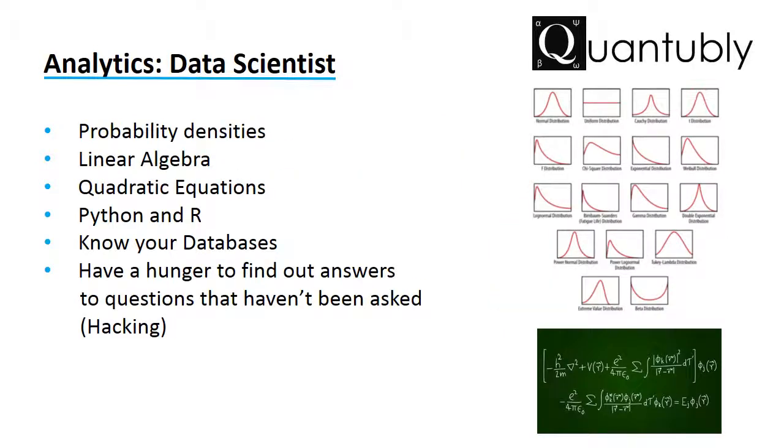But more specifically, you really need to know a bit about maths, programming, and a hunger for trying to find out things. So maths-wise, look at probability densities, look at linear algebra and quadratic equations, make sure you understand those, and you should be off to a good grounding. Look at Python and R to learn as languages to program in. Know a bit of Excel, that's always useful. Know your database types, where we talked about sequential and graph databases in other presentations.